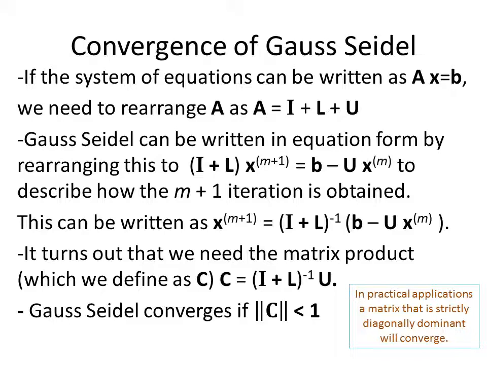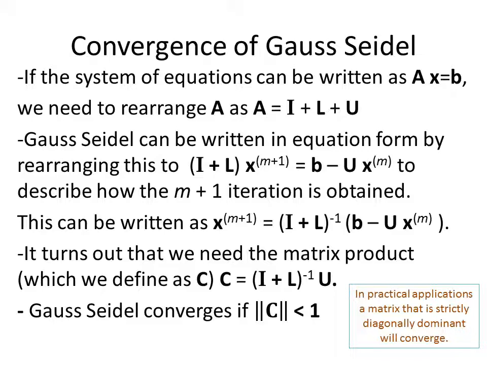If that has a norm that's less than 1, and I haven't introduced norm yet, that doesn't come up in the book till the next chapter, but if the norm of the matrix is less than 1, then Gauss-Seidel will converge. In practical applications, a matrix that is strictly diagonally dominant will converge. Let me explain what diagonally dominant means. That means the term on the diagonal, if you look at its absolute value, is larger than the sum of all the other terms after you take the absolute value of each.